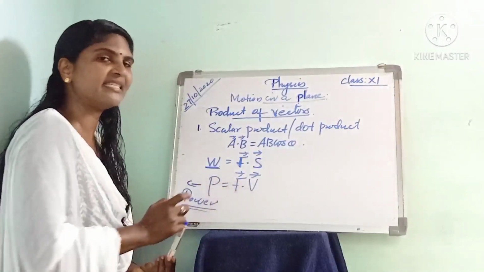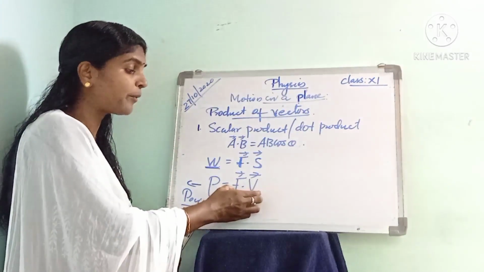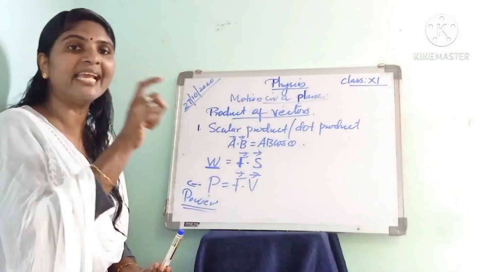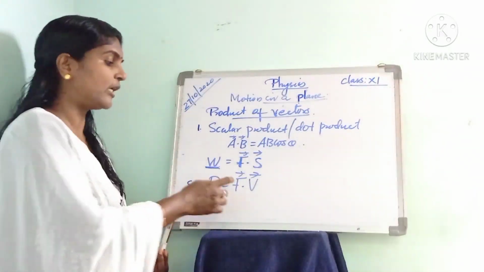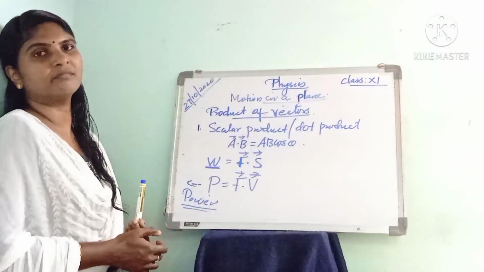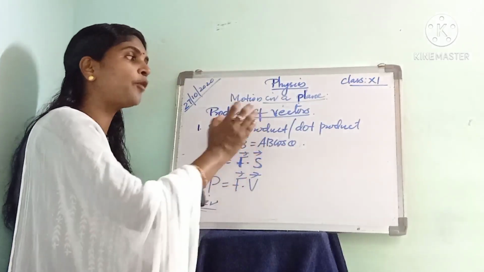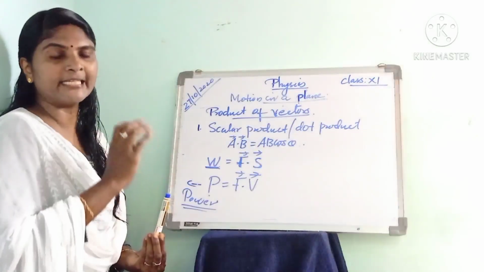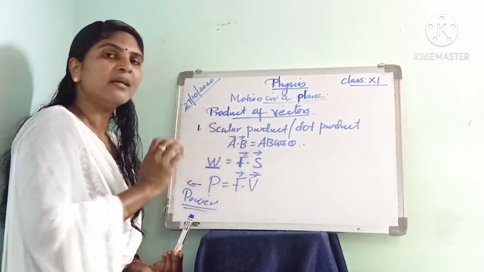Here the force and velocity are vector quantities. After taking the scalar or dot product of force and velocity, we get another physical quantity, power, which is again a scalar quantity. So the dot product of force and velocity gives power. Isn't it? So the scalar or dot product of two vectors must be a scalar quantity.